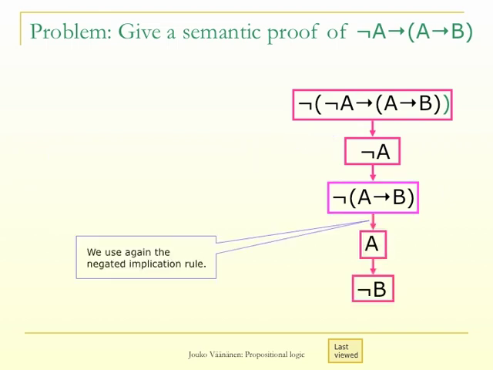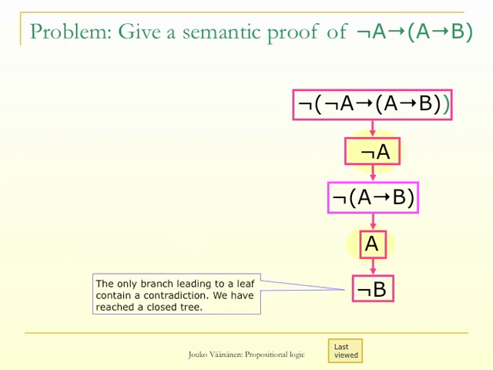Now we apply again the implication rule. The implication A implies B is marked as false. That means that we can write the hypothesis A underneath, and then under that the negation of the conclusion B. So we write negation B. We have a semantic tree which has only one branch, and on this branch we see both A and not A. So we have a closed tree, and this tree is a semantic proof of the formula that was given.